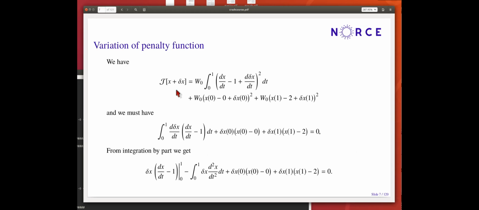And if you evaluate these terms, then the cost function of x plus delta x, I think I'm just going to check something.